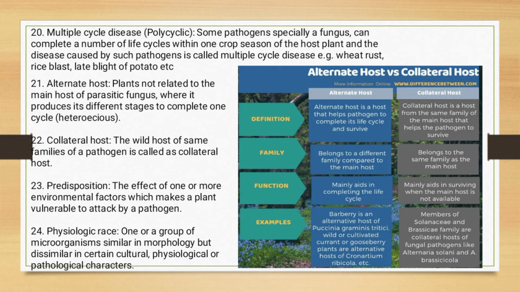Next, the alternate host: a plant not related to the main host, on which a parasitic fungus produces its different stages to complete one cycle, that is heteroecious. Collateral host: the wild host of the same family as the main host of a pathogen is called a collateral host. Next, predisposition: the effect of one or more environmental factors which makes a plant vulnerable to attack by a pathogen.